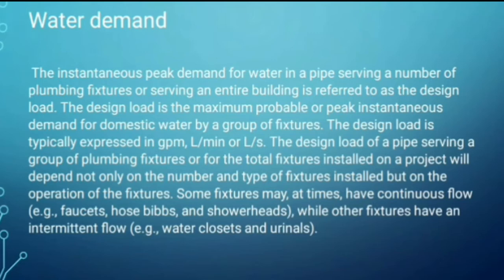The design load of a pipe serving a group of plumbing fixtures or for the total fixtures installed on a project will depend not only on the number and type of fixtures installed but on the operation of fixtures. Some fixtures may at times have continuous flows, e.g., faucets, hose bibs, and shower heads, while other fixtures have intermittent flow, e.g., water closets and urinals. Water demands include water delivered to the system to meet the needs of consumers, water supply for firefighting and system flushing.